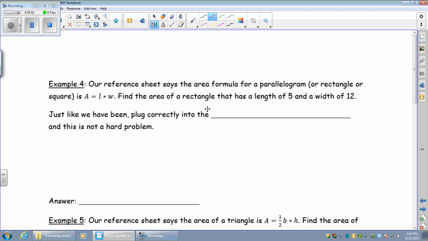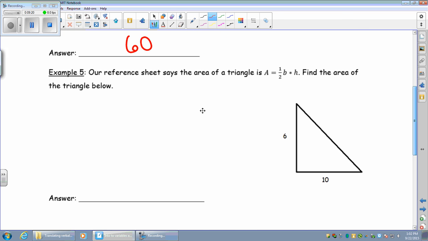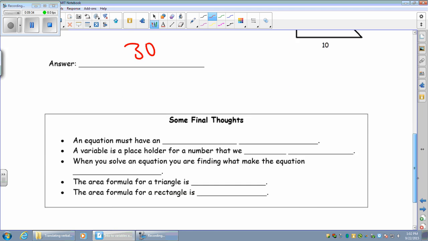Just like we have been, let's plug in correctly into the formula. And this should not be that hard. So I have A is equal to 5 times 12. Which, when I do that, obviously my answer is 60. All right? And then example 5, our reference sheet says that a triangle is this. So I have 1/2 times 6 times 10. Or 1/2 of 6 is 3. 3 times 10 is 30. All right? So that's it for these notes, guys.